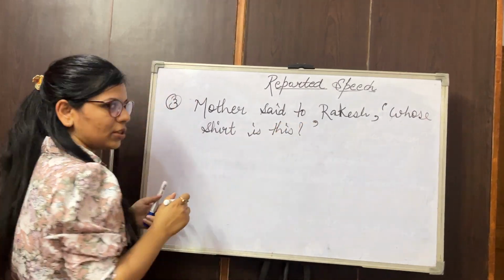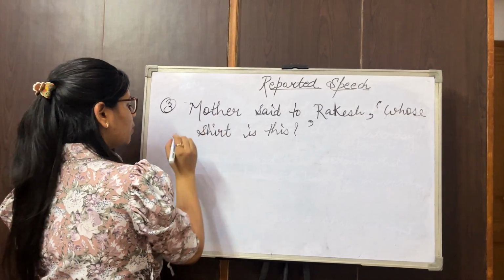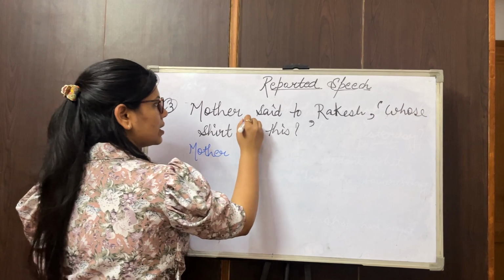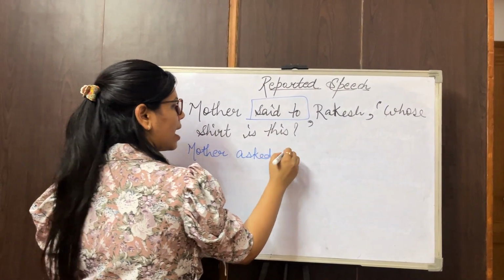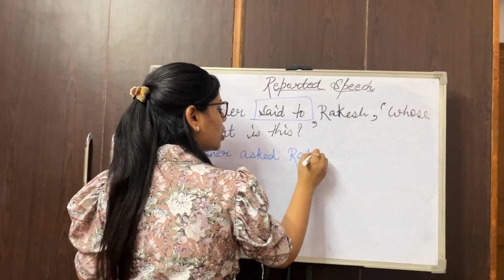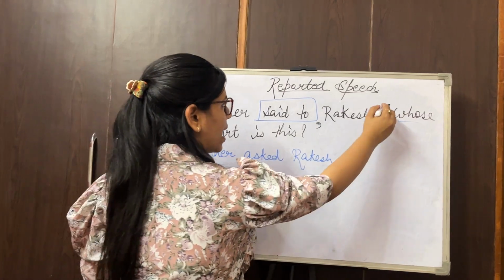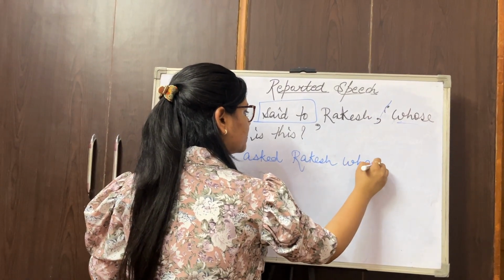Okay, let's change this one. Come on, try it with me. Very simple. We'll start from here. Mother said to will change to ask. Mother asked Rakesh, whose, meaning किसकी, किसकी shirt है. So as it is, we'll remove the inverted commas and continue with whose.